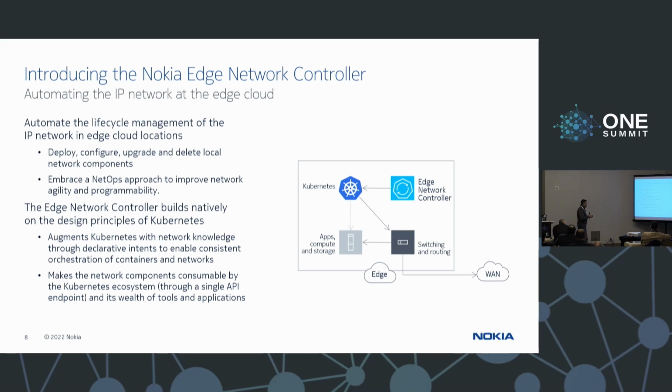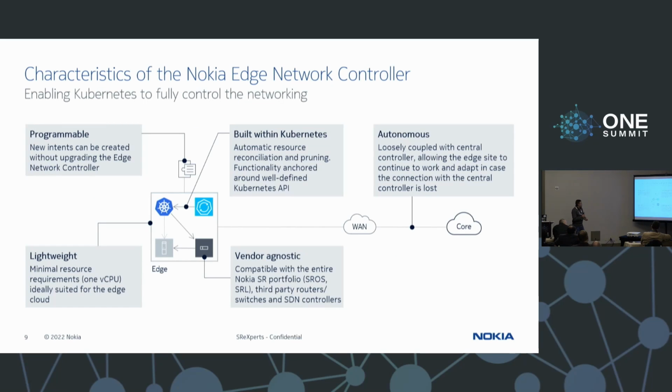Now, the other advantage is it makes networking a first-class citizen, right? Kubernetes is very good in manipulating compute and storage resources. Now networking is also consumable directly through the Kubernetes API. So the main characteristics of the Edge Network Controller is that it's programmable. It's leveraging Kubernetes, so the complete automatic resource reconciliation loop is there. It's declarative, so it's autonomous.